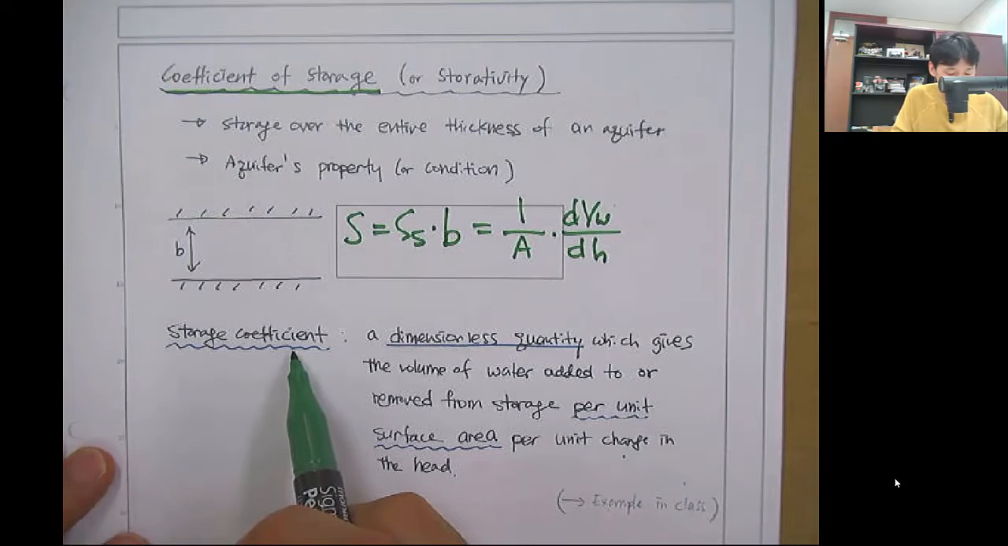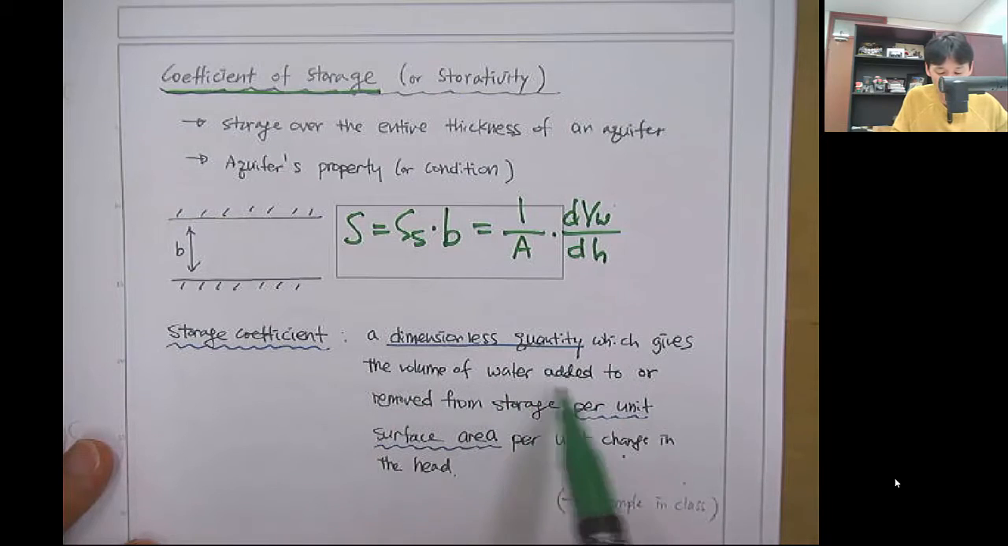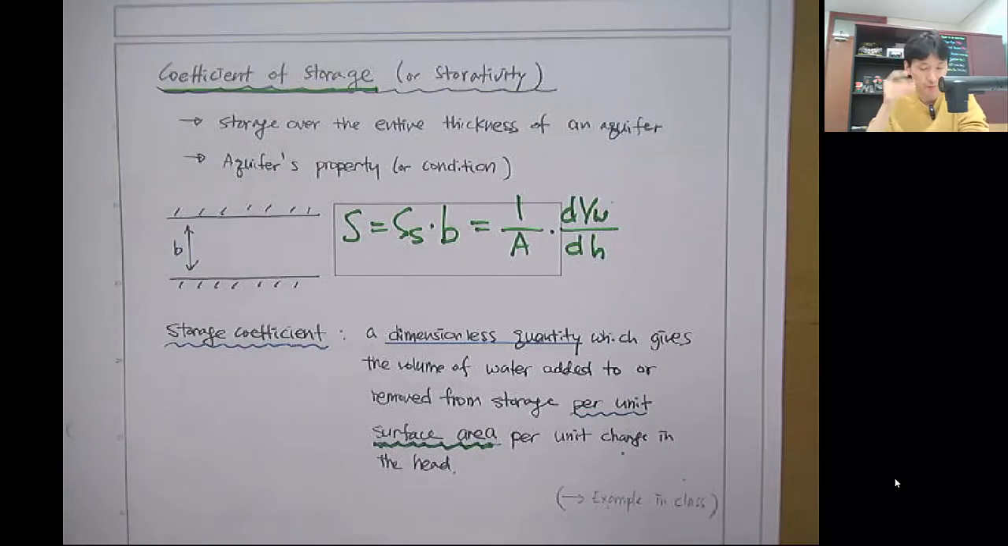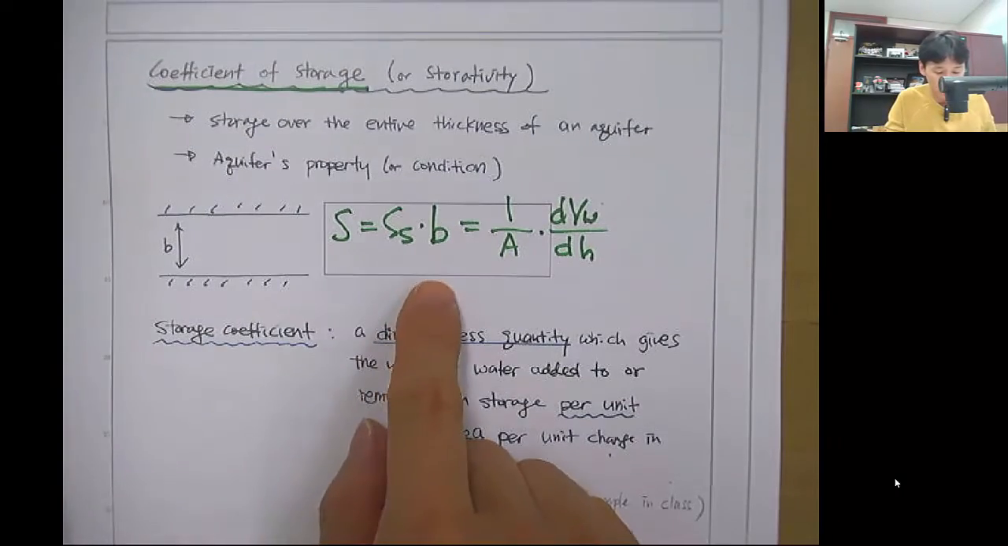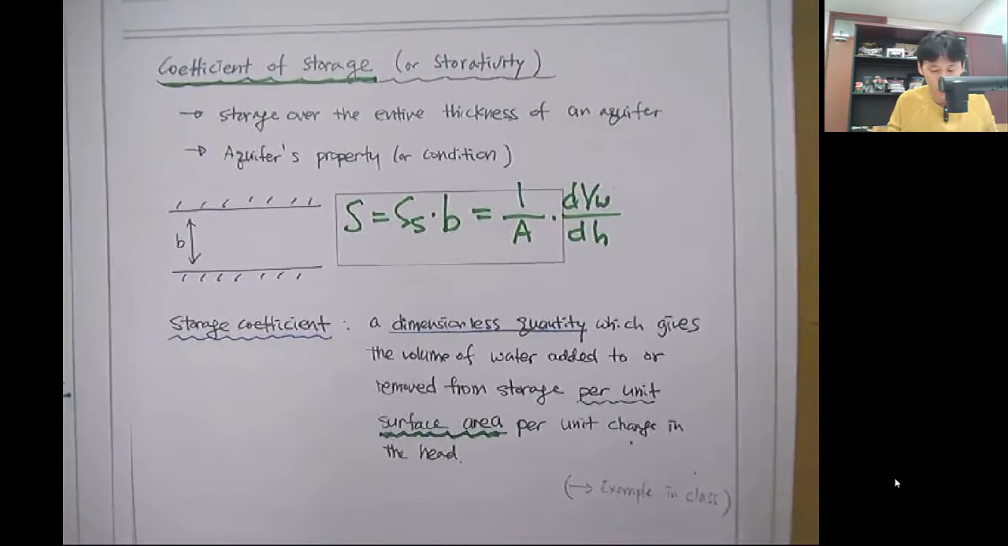So this coefficient of storage is a dimensionless quantity which gives the volume of water added to or removed from the storage per unit surface area per unit change in head. As you can see, the difference is that you multiplied the specific storage with the thickness of the aquifer. So we're talking about the unit surface area. How to calculate the specific storage and the storage coefficient we're going to compute together in the class example.